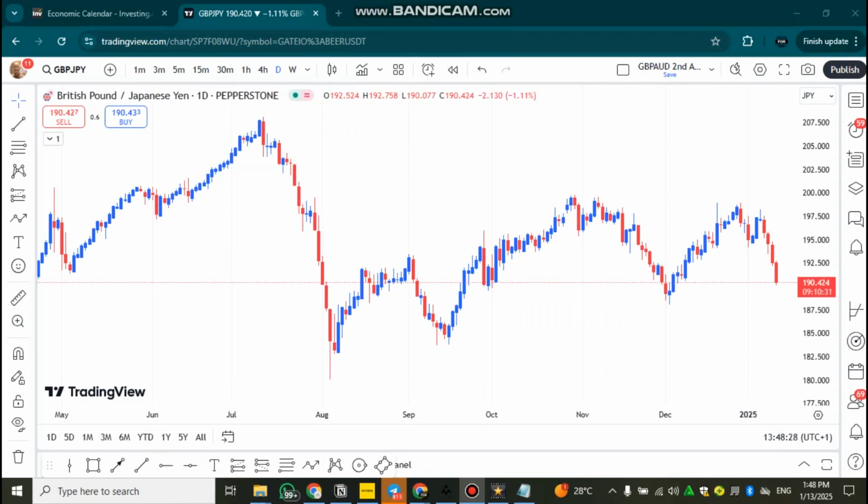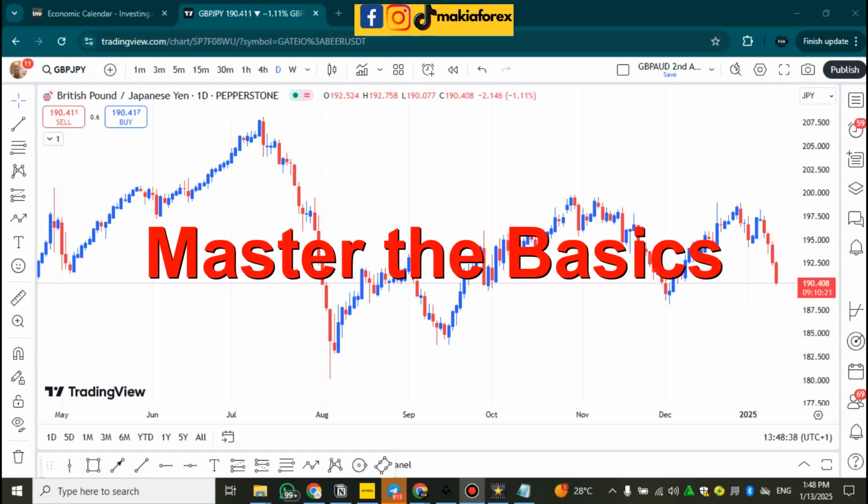So how do you trade GBPJPY like a professional trader? You're going to make more profits and you're going to have less losses. The first thing is that you have to master the basics, master the fundamentals. I mean mastering all those things like trend lines, candlestick patterns, chart patterns, demand and supply, all those basic things, right? You have to master them first.